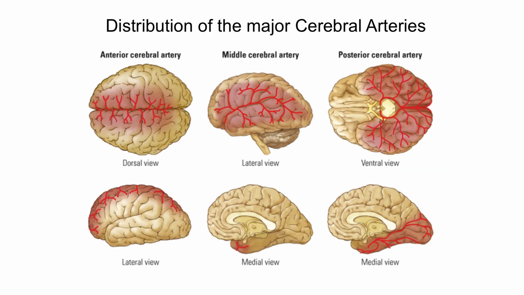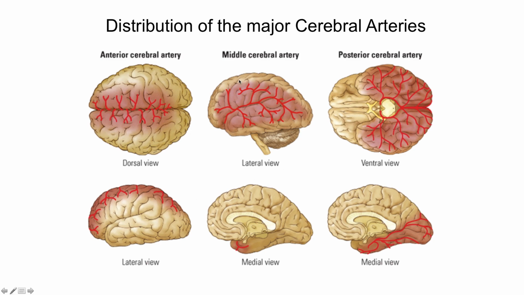Okay, so here's a really cool picture of which artery provides blood where. Here we have the ACA, or the anterior cerebral artery, and it supplies blood to the dorsal and medial parts of the brain. Medial means in the middle, and dorsal means towards the top. Remember, dorsal fin from a shark?